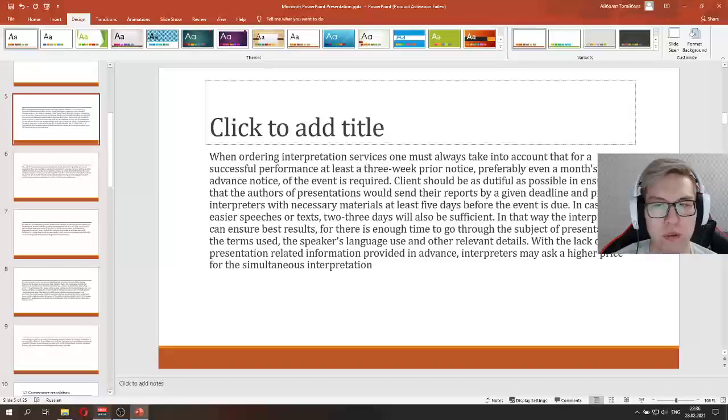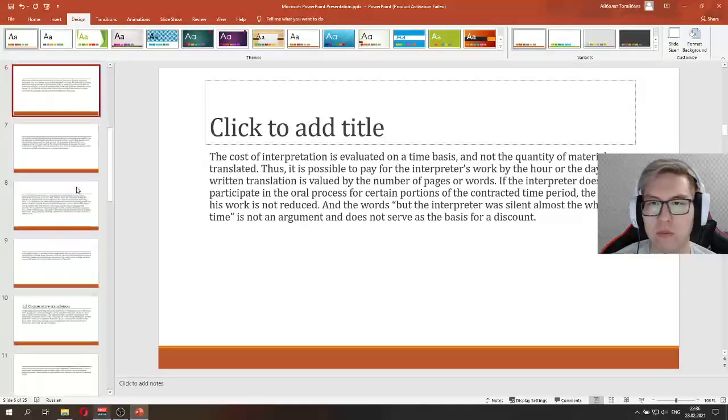In that way, the interpreter can ensure best results, for there is enough time to go through the subject of presentations, the terms used, the speaker's language use, and other relevant details. With the lack of presentation-related information provided in advance, interpreters may ask a higher price for the simultaneous interpretation.